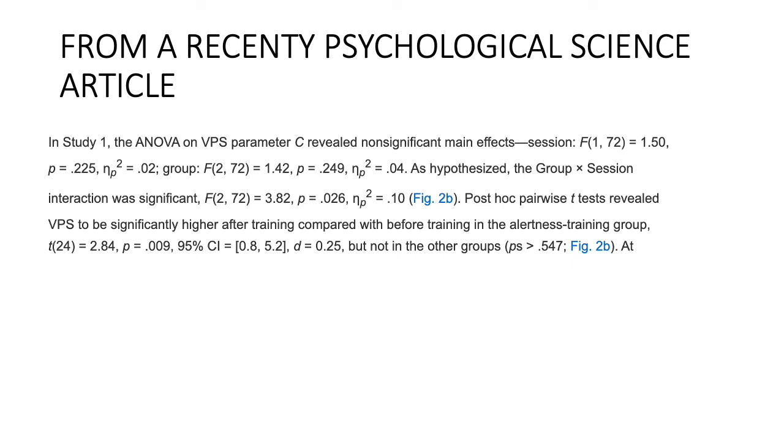And then it shows you how they do post-hoc tests. So they're post-hoc pairwise tests, because theirs was a within subjects design. You could just write post-hoc test revealed VPS to be significantly higher after training compared with before training in the alertness training group. You can see it's talking about a complicated relationship that you don't know much about. But what's important here is that they present their T statistic, degrees of freedom, T value, P, 95% confidence interval. This is of the mean difference. So they're doing it differently than I would. With their Cohen's d, I would present the 95% confidence interval of Cohen's d and get rid of that, but not in the other groups.